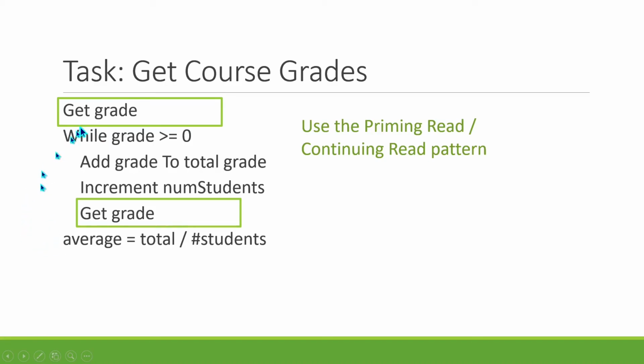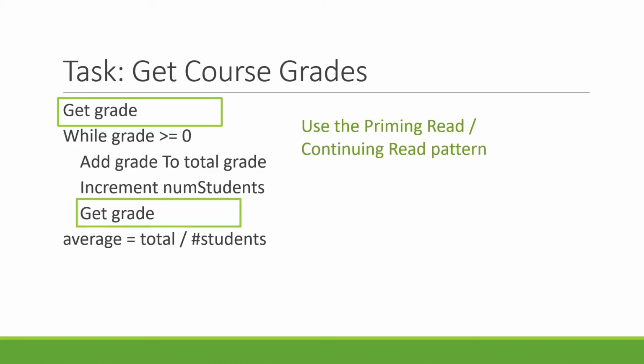Now, of course, the issue is that if the user enters a negative grade immediately, we're going to have a weird calculation. Depending on your data types, you might end up with a divide by 0 error because there's 0 students. We're going to deal with that later, don't worry.